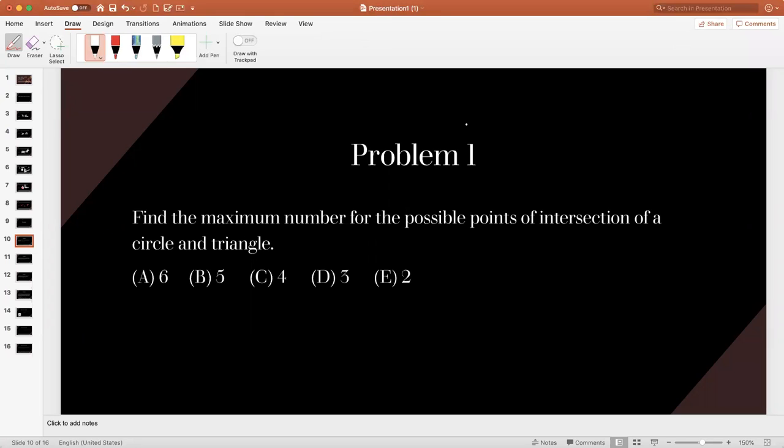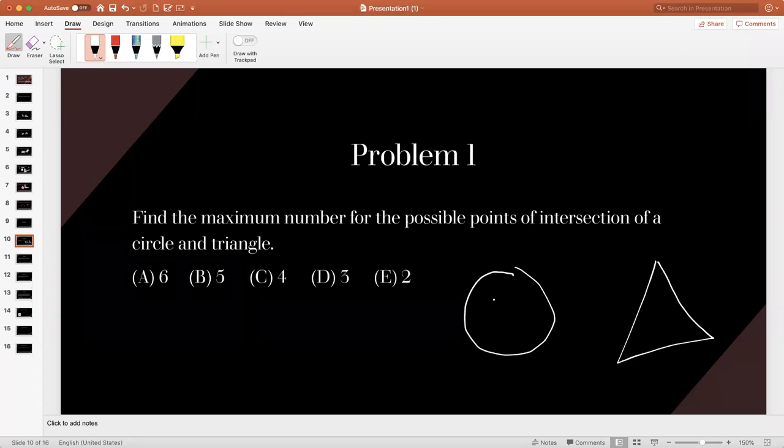Okay, thank you for everyone that actually attempted the problem and gave me an answer. So now we will talk about the problem. It mentions one circle and a triangle, and asks for the maximum number of intersection points between the circle and the triangle. There are many ways for it to intersect, but the most possible way is if we intersect it like this, which gives us a total of 6 intersections: 1, 2, 3, 4, 5, and 6. So our answer is A right here.